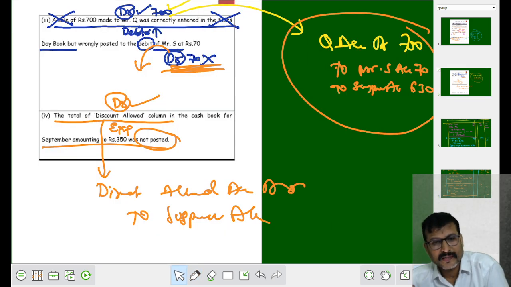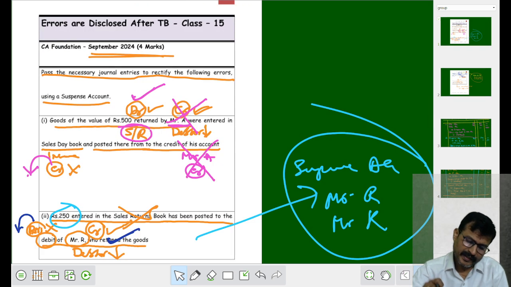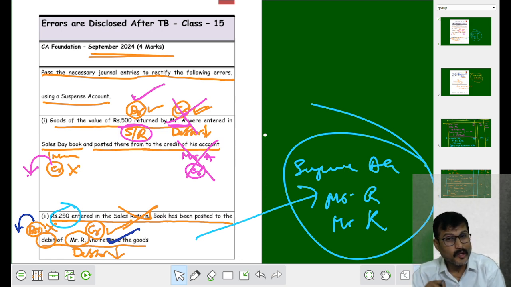all the 4 points. I hope you got it right. Here most important is this third entry, Q and S, and the first entry, that is goods returned by A was correctly entered in A's account but wrongly recorded in sales day book. These are the things where you need to give a lot of concentration.